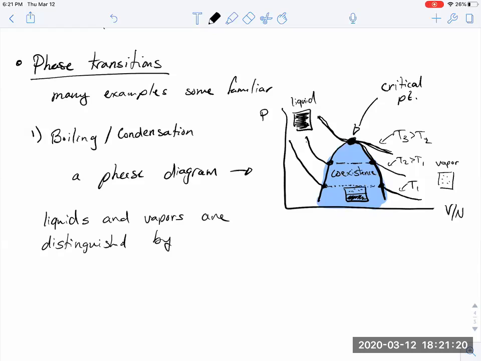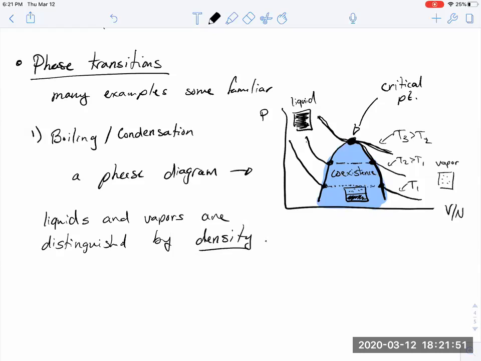Well, this plot gives us some insight as to what we mean. What we mean by a liquid in comparison to a vapor is that a liquid is much more dense. Both are fluids, both fill the shapes of their containers, but a liquid is a much more dense arrangement of atoms and molecules. That's the fundamental difference between these two phases.